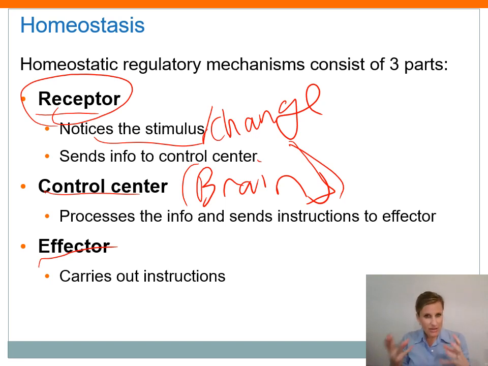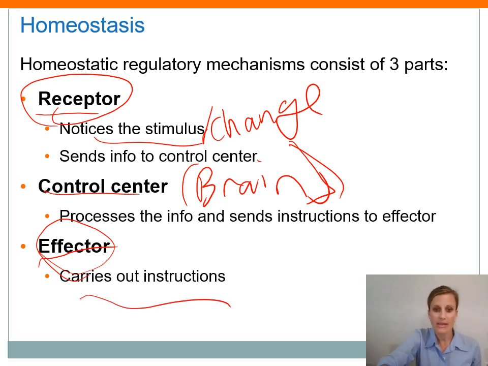The body, the thing that it's sending instructions to, is referred to as the effector. So the effector is the thing that carries out the instructions. When we talked about body temperature, the effector would have been the sweat glands, right? The things that are producing sweat to try and cool the body back off again.